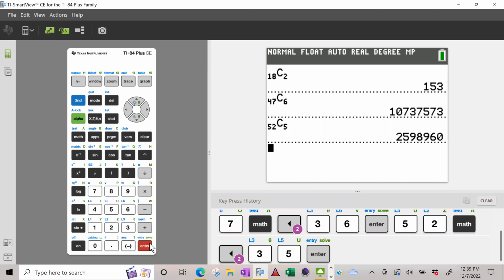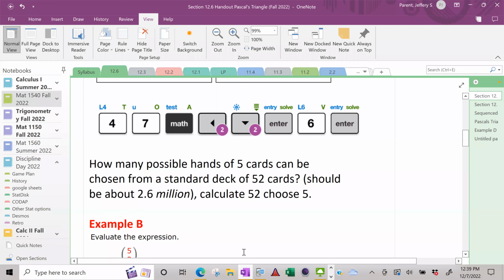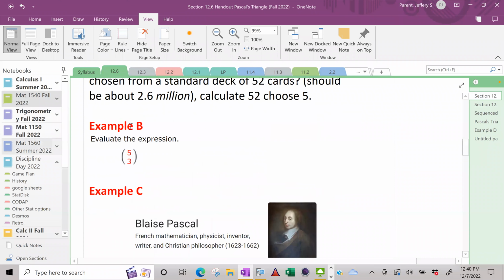2,598,960. Yay. So not bad. Now, if WebAssign is giving you a problem like this, it might look a little different. They might just use this notation. So that's example B. And what I'd like you to do is calculate 5 choose 3, and tell me what you get. Put it in the chat, please.